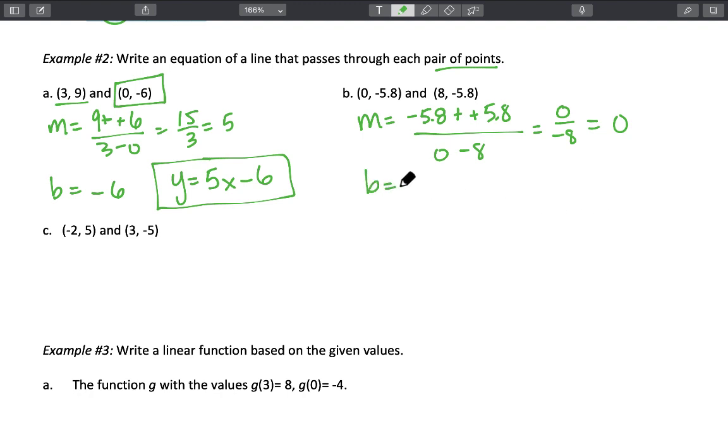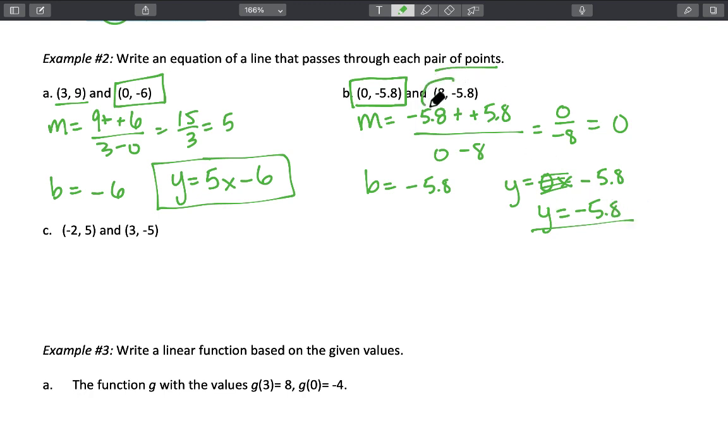Now taking a look at my y-intercept, remember, again, my y-intercept will pass through that point where x is 0. So my y-intercept is -5.8. All right, to write the equation of my line, I will write it as y equals 0x minus 5.8. Now again, I have a slope of 0. So that really eliminates this term here, and I just get the equation y equals negative 5.8, which totally makes sense. This is a horizontal line, and it passes through every point where y is negative 5.8.